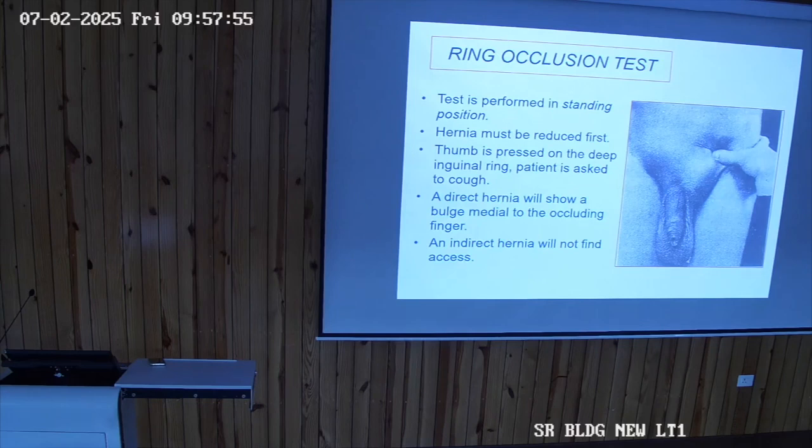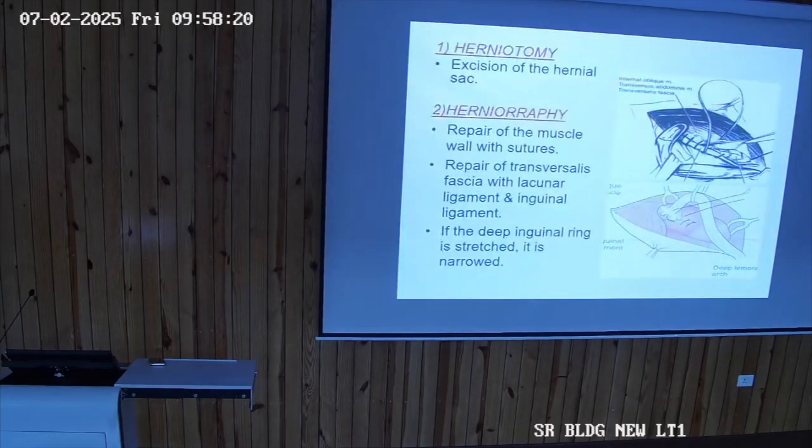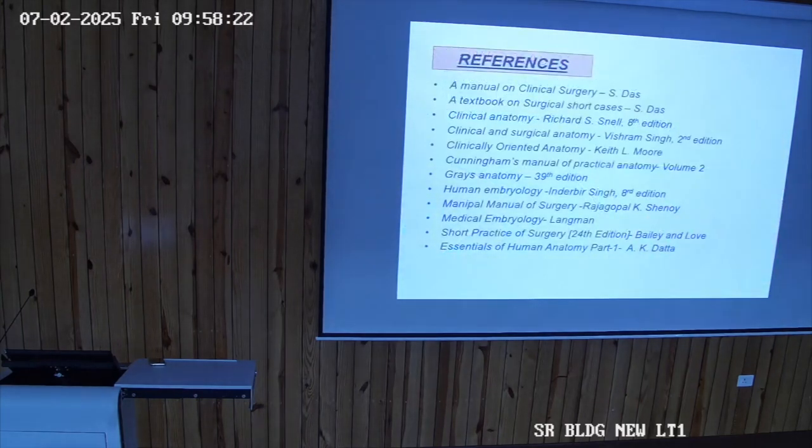फीमोरल कैसे पता करोगे फीमोरल है कि इंग्वाइनल है? हाँ, if the neck of the swelling is below and medial to the pubic tubercle, that will be the femoral hernia. If the neck is above and lateral to the pubic tubercle, that is inguinal hernia. फिर inguinal में direct है या indirect? By the deep ring occlusion test. So this is done. There is hernioplasty, herniorrhaphy. Thank you.